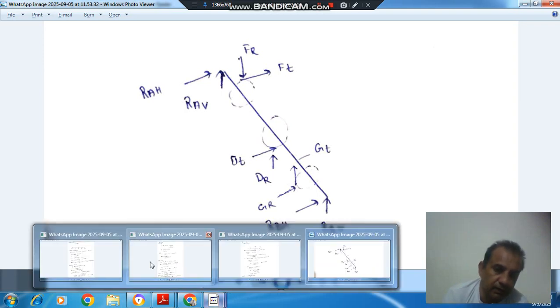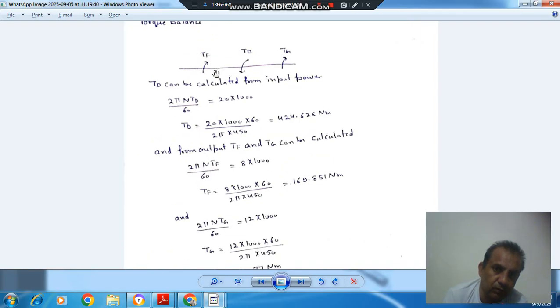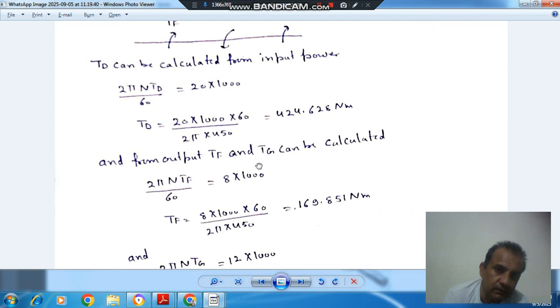So first of all, analyzing torque. Here we have output torque at F and G in the clockwise direction, and input in the counterclockwise direction. Speed is given, n is 450 rpm. From this we can calculate TD, where the input power is 20 kilowatt. So TD will be 424.6 joules.